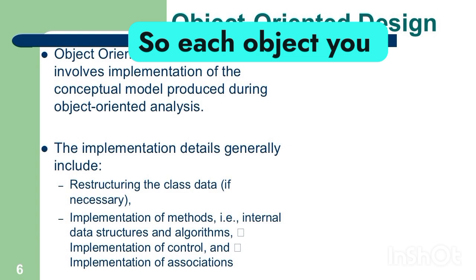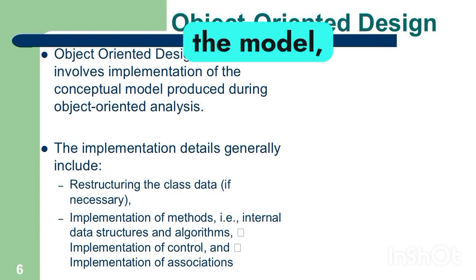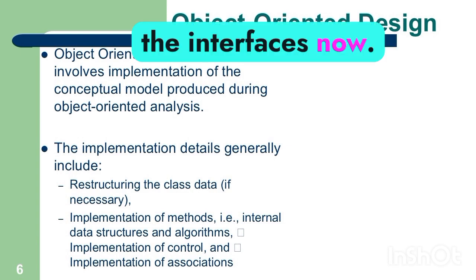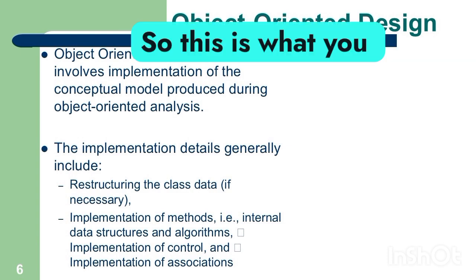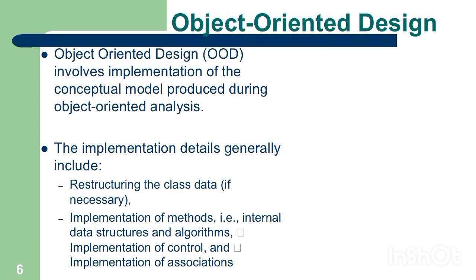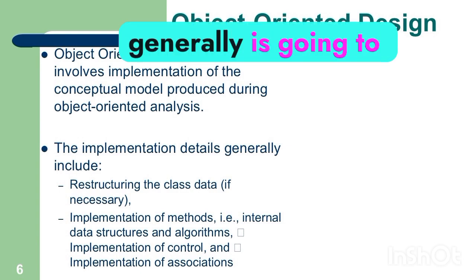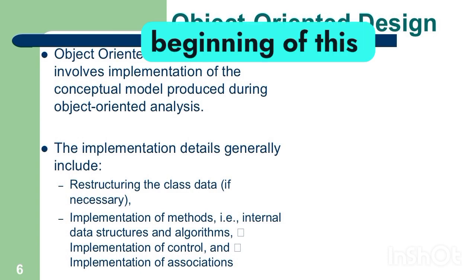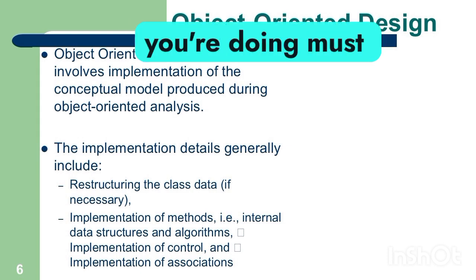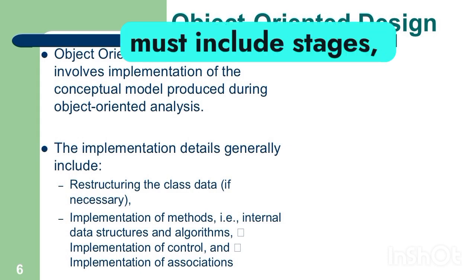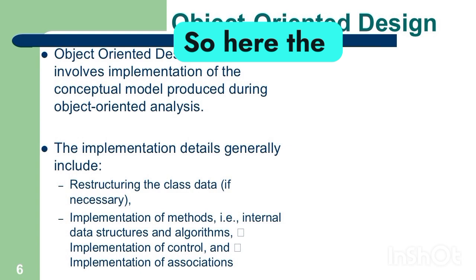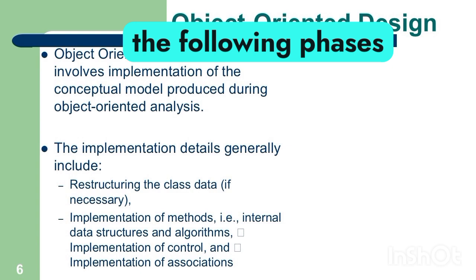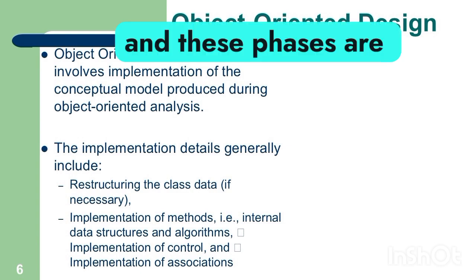So each object you have taken, you have the model, you have the concept, right? So you are going to concentrate and see the interfaces now. So this is what you are going to be looking at. And at this stage, the implementation detail generally is going to include the following. Because we said at the beginning of this class that whatever you're doing must include phases, must include stages, right? So here, the implementation details according to this object-oriented design must include the following phases. And these phases are what?